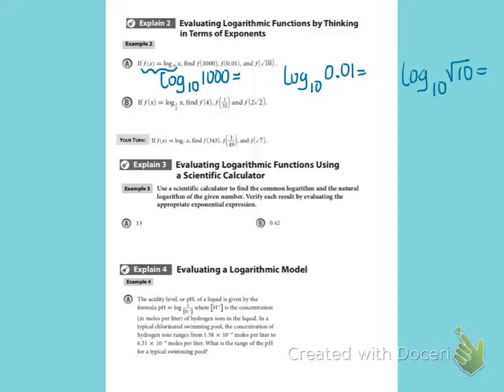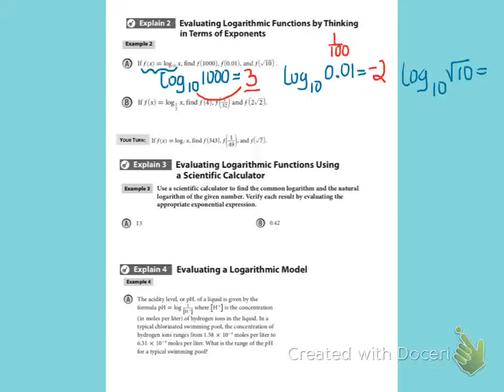So I know that to get 1,000, I'd have to raise 10 to the third power, because 10 to the third is 1,000. So I know the value of that logarithm is 3. I know in the next one, this is really like saying 1/100th, because that's the 100th place. So I know that 10 to the second would give me 100. So if I raised instead 10 to the negative 2, remember that negative would flip it, that'd give me 1/100th.